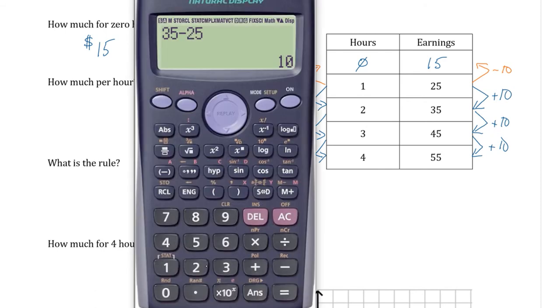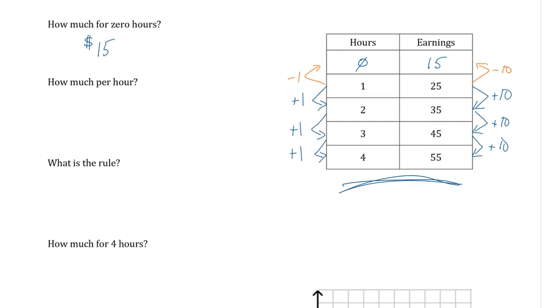Well, take a look. 25 divided by 1 would be 25. 35 divided by 2 is 17.5. 45 divided by 3 is 15. 55 divided by 4 is going to be something else entirely, and they're giving me different answers. But that's because there is a starting amount that's not 0. So to find how much per hour, I have to do this divided by this. So it's 10 divided by 1, which is $10 per hour. Okay, and that's how we're going to find our rate from a table.